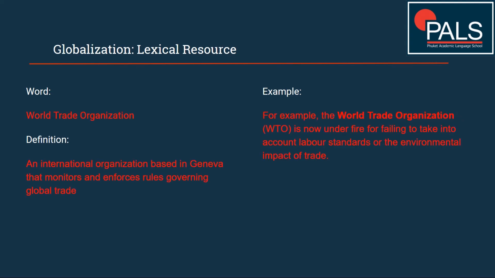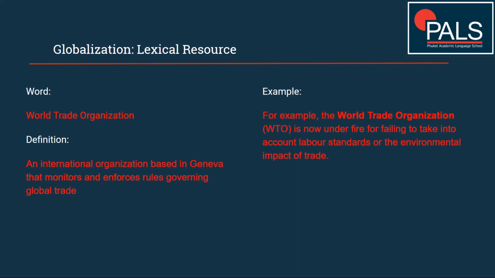Okay, next you might have World Trade Organization. Okay, all around the globalization topic, as you can see. Definition: an international organization based in Geneva that monitors and enforces rules governing global trade. Example sentence: for example, the World Trade Organization, WTO, is now under fire for failing to take into account labour standards or the environmental impact of trade.